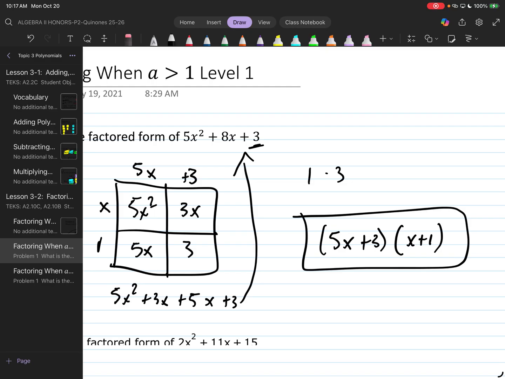Aisha. Why? Oh, never mind. I just answered it. Well, ask it anyway. Because I was going to ask why you put the 5x plus 3 in its own parentheses. At first, yeah, because I'm multiplying this.